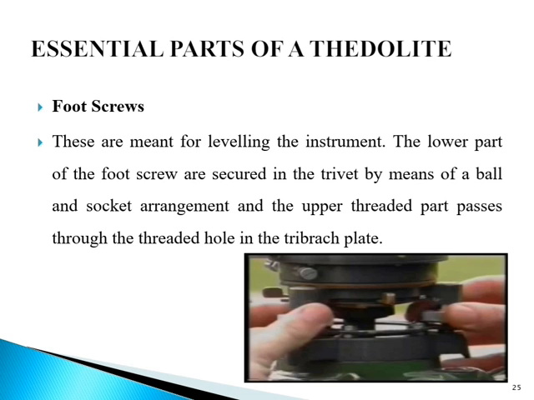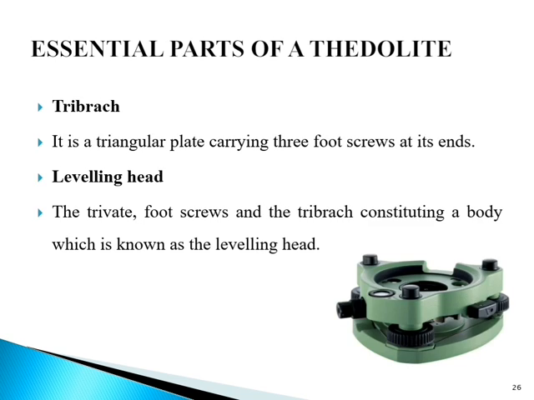Next are the foot screws. These are meant for leveling the instrument. The lower part of the foot screws is secured in the trivet by means of a ball and socket arrangement, and the upper threaded part passes through the threaded hole in the tripod plate. You can see its image here.